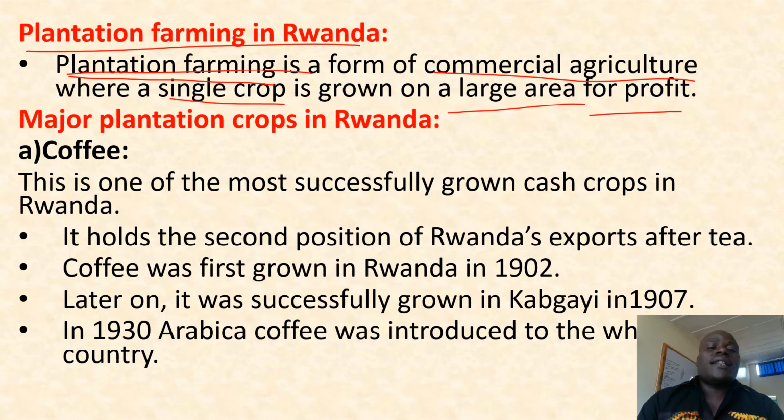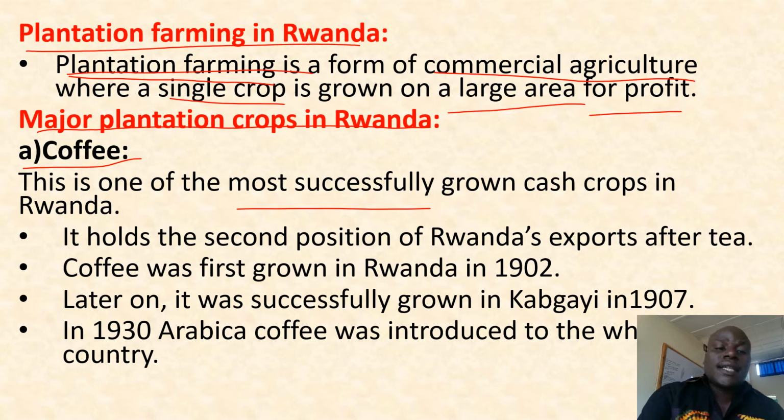Now, what are the major plantation crops in Rwanda? Examples of crops grown on plantations in Rwanda. Number one, we have coffee. Everybody knows how coffee looks like because we all consume it in Rwanda. And by the way, Rwanda has the best coffee quality almost in the whole world. So coffee is one of the most successfully grown cash crops in Rwanda.